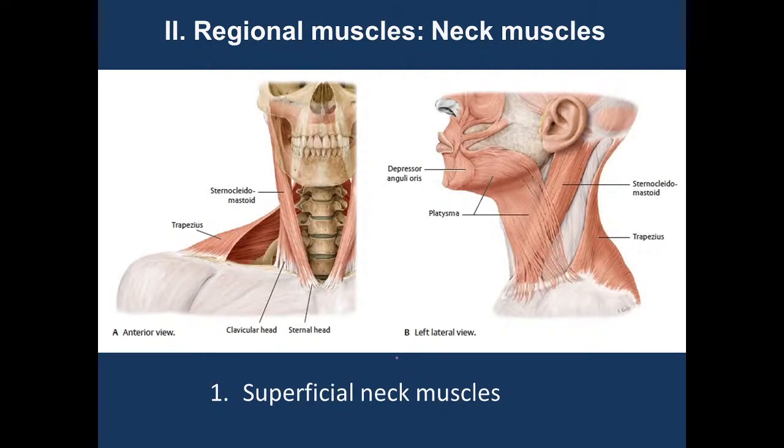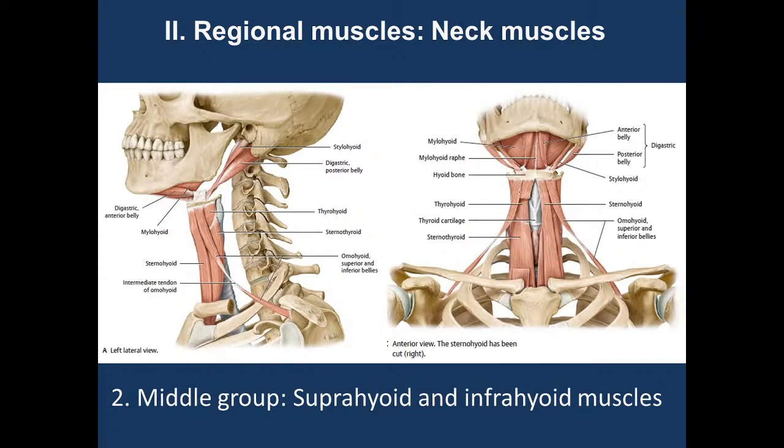And neck muscles. This is the group of muscles located on the neck. The first group of neck muscles is the superficial neck muscles. It is also platysma, mostly located on the neck. And this is the sternocleidomastoid muscle, between the mastoid process and the sternum and clavicle. So this is such a long name it has. Sternocleidomastoid muscle.